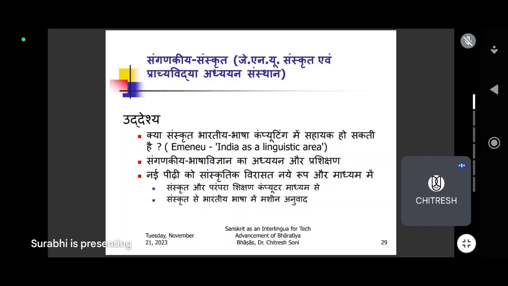So Emmanuel in his paper says that India is a linguistic area. He perceives India as a linguistic area.